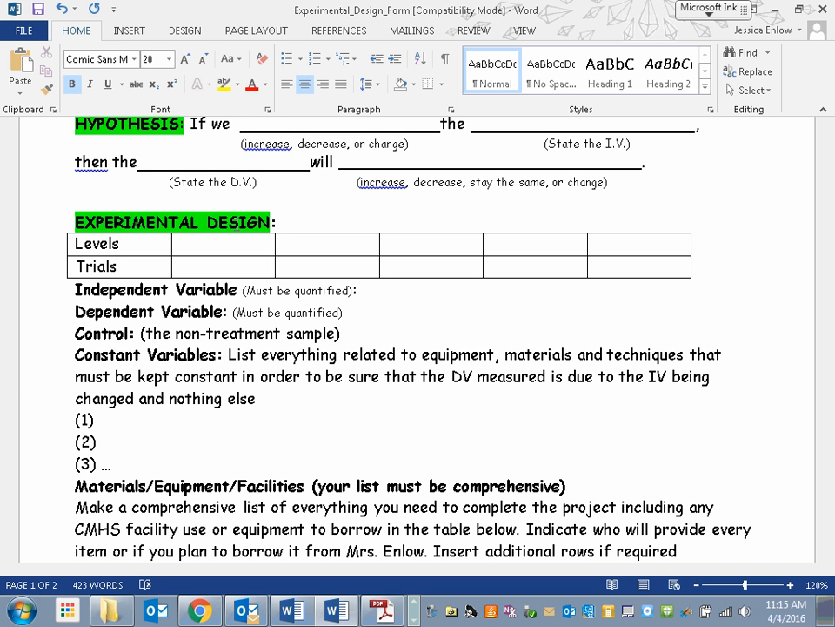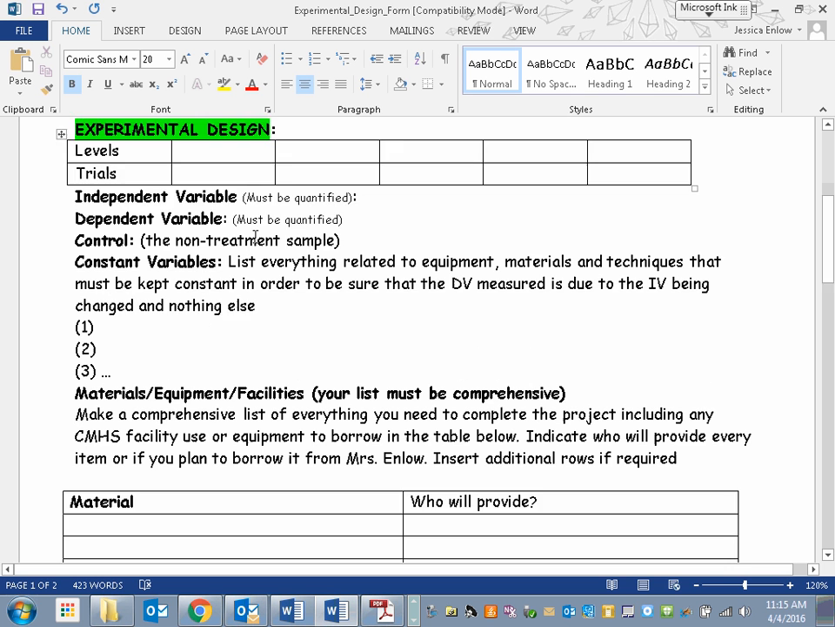List the IV, DV, control, constant variables, and I have 3 listed here, but you can keep on going. This is every variable that is constant for every single trial. This might be the same person used, the same type of detergent, the same type of material, the same temperature used for every trial, the same atmospheric pressure. Whatever you need to include.